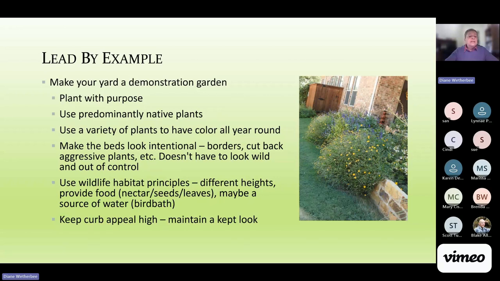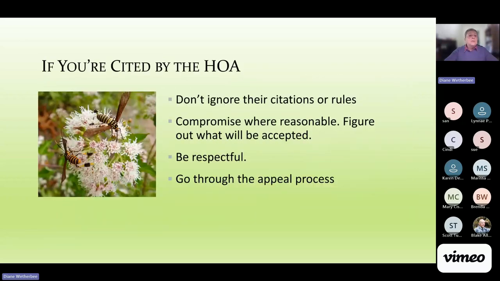Most importantly, keep your curb appeal high. Maintain that kept look, not an unkept look. And what happens if you are cited by the HOA? Well, don't ignore it. Don't just toss it in the trash and ignore it. Compromise wherever you can, wherever you think it's reasonable. Figure out what will be accepted. Come to an agreement. You might have to educate. You might have to be very patient, be respectful, but a lot of times that'll help.